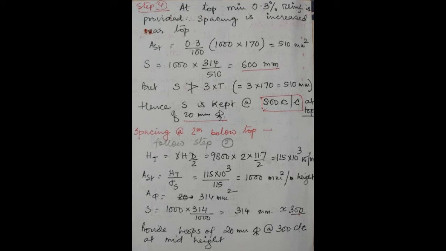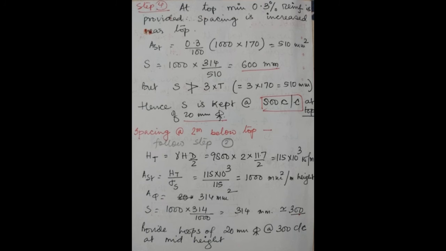So AST for this is similar to step number 2. If you have understood step number 2, this is the similar step, only we are putting the value of capital H as 2 and then following the same procedure. So AST comes out to be 1000 millimeter square per meter height. Phi is 314 millimeter square as we are taking a 20 millimeter diameter bar. So spacing here comes out to be 314 millimeter. Let us provide 300 millimeter center to center at the mid height.